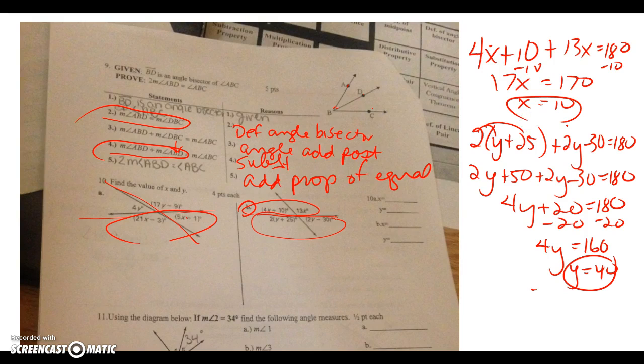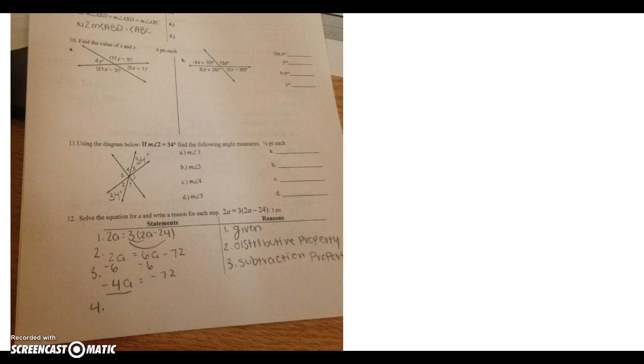And let's check it, because 4x plus 10 had better equal 2y minus 30. So 4x plus 10, if I put 10 in here, that's 50. Whoops, that's a 2y. 2 times y is 80 minus 30 is 50. Boom. Checks. Moving on.